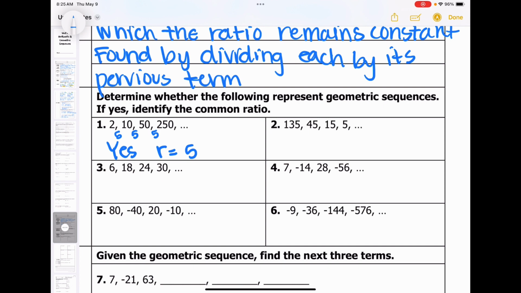All right, number 2, 135, 45, 15, and 5. So I'm going to do 5 divided by 15, and that gives me 1 over 3. 15 divided by 45 gives me 1 over 3. And 135 divided by 45 also gives me 1 over 3. Okay, so yes, this is a geometric sequence, and our ratio is going to be 1 over 3.